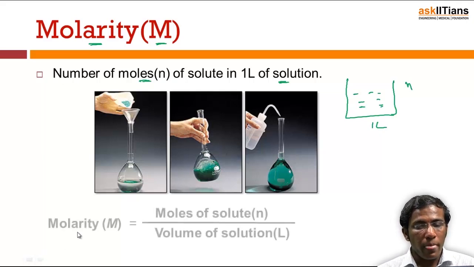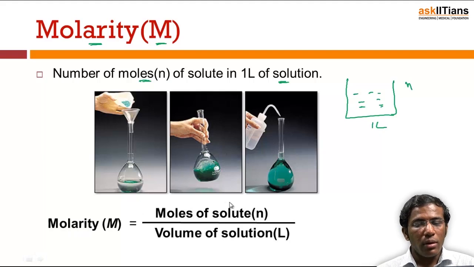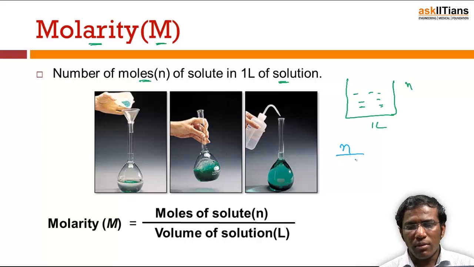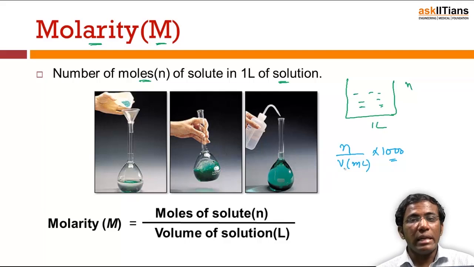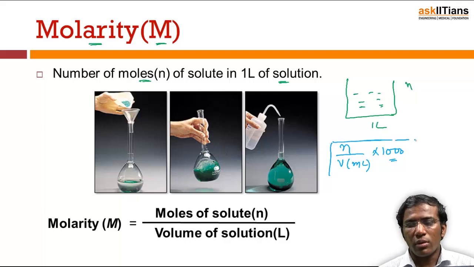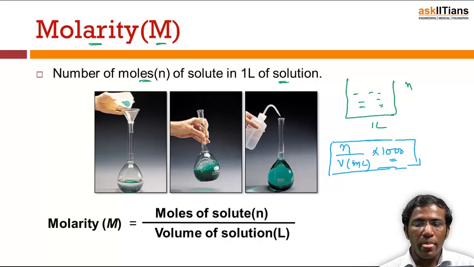How can I express it? The molarity is equal to the number of moles of solute divided by the volume of solution in liters. We have to take the volume of solution in liters. If you take it in milliliters, the formula will be similar, but the number of moles is divided by the volume in ml into 1000. So be careful about volume. Most of the time they give it in milliliters, so it's better if you remember this formula in terms of milliliters: the number of moles by the volume in milliliters into 1000.